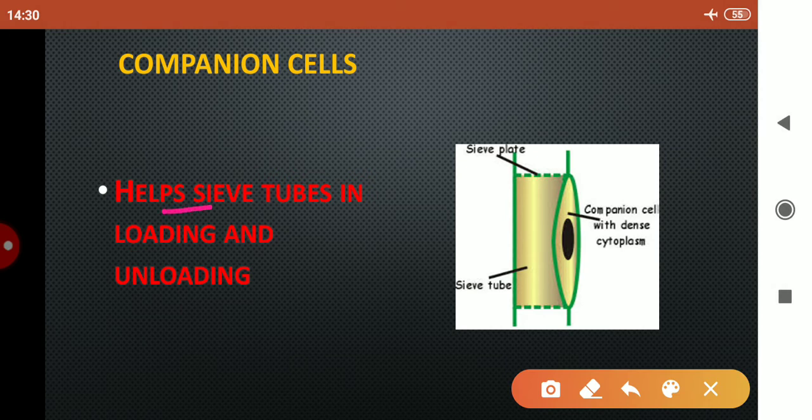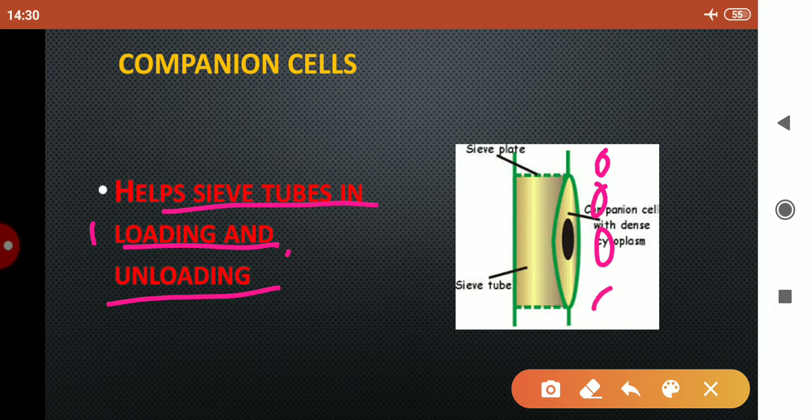Now companion cells help sieve tubes in loading and unloading. What do you understand by loading and unloading? Now children, cells present here will synthesize the food in the presence of sunlight and chlorophyll, means the green part of the plant. Therefore it will synthesize the food. After synthesizing, the food will move to the companion cells. Now this is the loading of the companion cells, and after this the companion cells will transfer the food to the sieve tube for its conduction to various parts of the plant. Now this is called as unloading of companion cells.